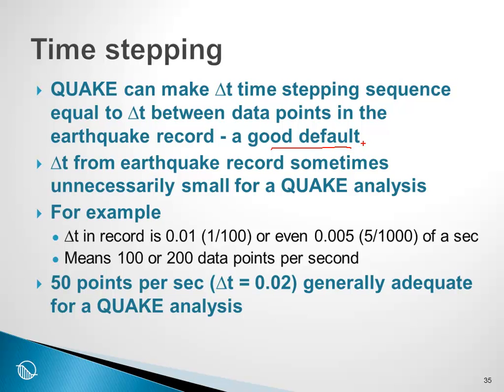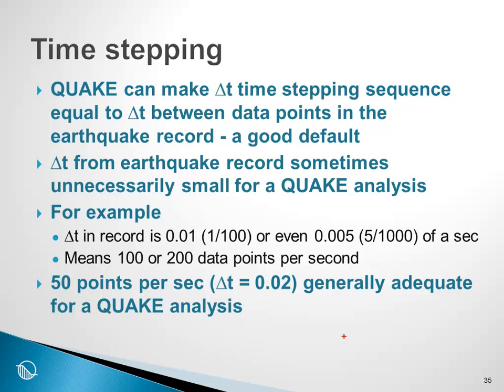Now, sometimes in modern earthquake records, the delta t, or the earthquake motion, has been recorded at very small time steps, and so sometimes it is necessary to remove the odd data point from the record, or even every second data point, such that we get a meaningful number of data points for a QUAKE-W analysis.